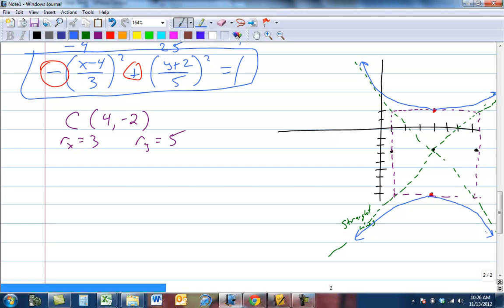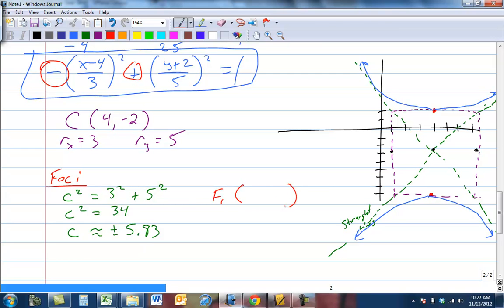Right? Okay, now let's talk about the foci. If you recall, c squared equals r sub x squared, 3 squared, plus r sub y squared, 5 squared. So c squared equals 9 plus 25 is 34. So c is approximately, plus or minus, 5.83. Square root of 34 is 5.83. So where do our foci occur? Our foci occur 5.83 units from the center. Now it's 5.83 units up and down because our hyperbola is going to open up and down.